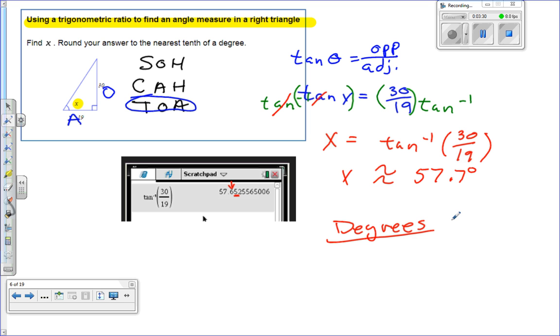So you do the same thing whether it's sine, cosine, or tangent. You just take the inverse of both sides, and you're done. Piece of cake.